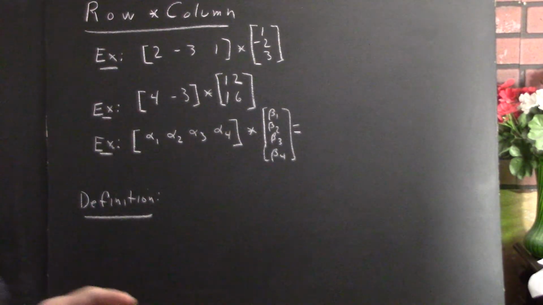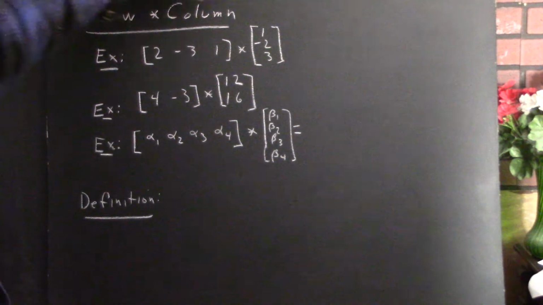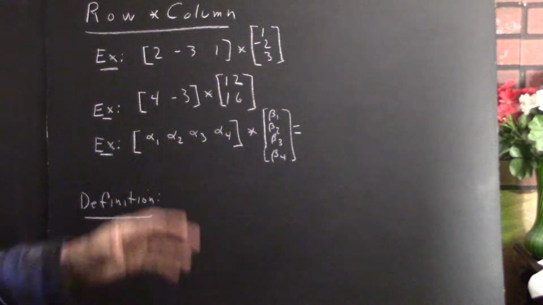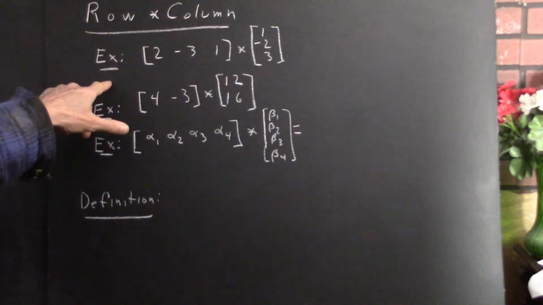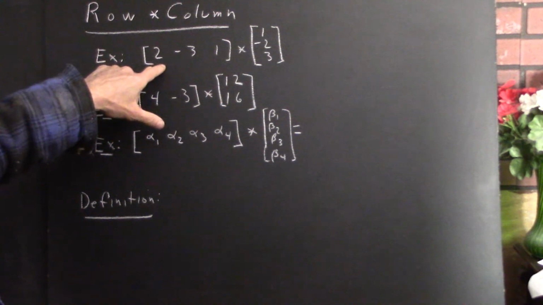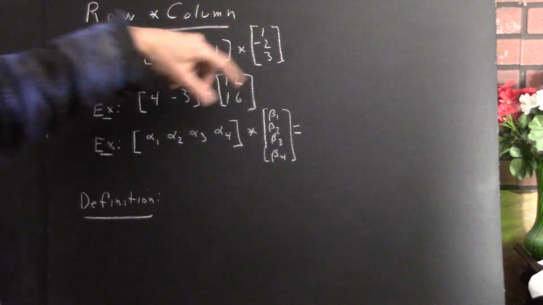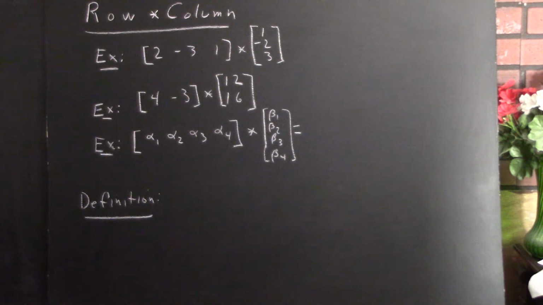We have the concept of multiplying a row by a column. Very simple concept. Very easy to do. Okay. Example: the row 2, negative 3, 1 multiplied by the column 1, negative 2, 3.